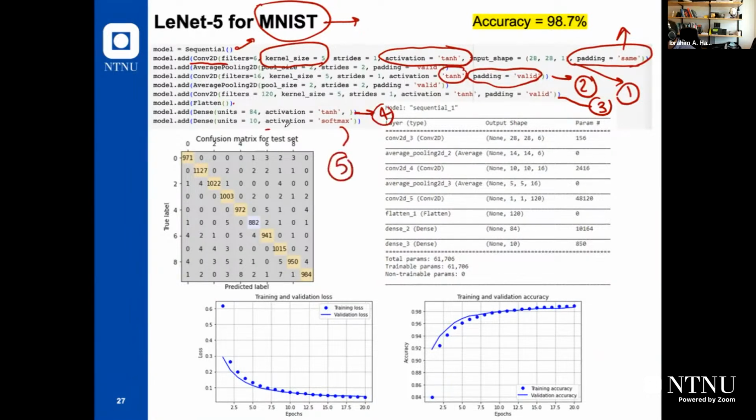We use softmax here again because this one will calculate the probability that this image belongs to that class. So the output will be probabilities, not classes.